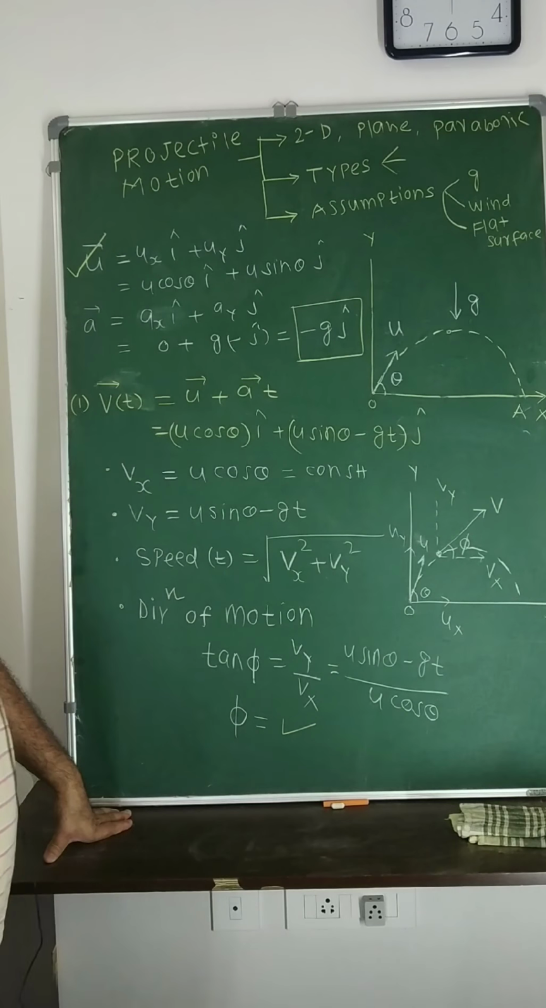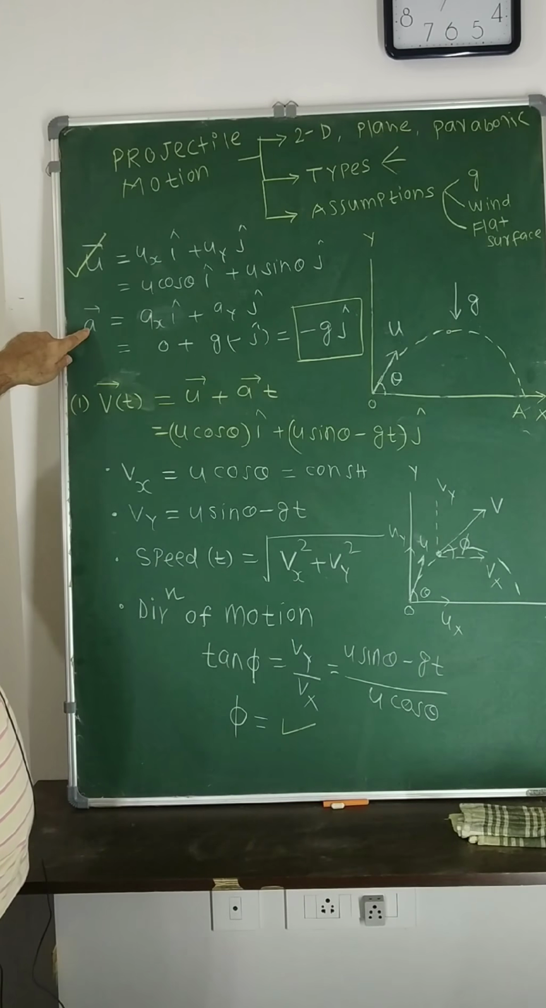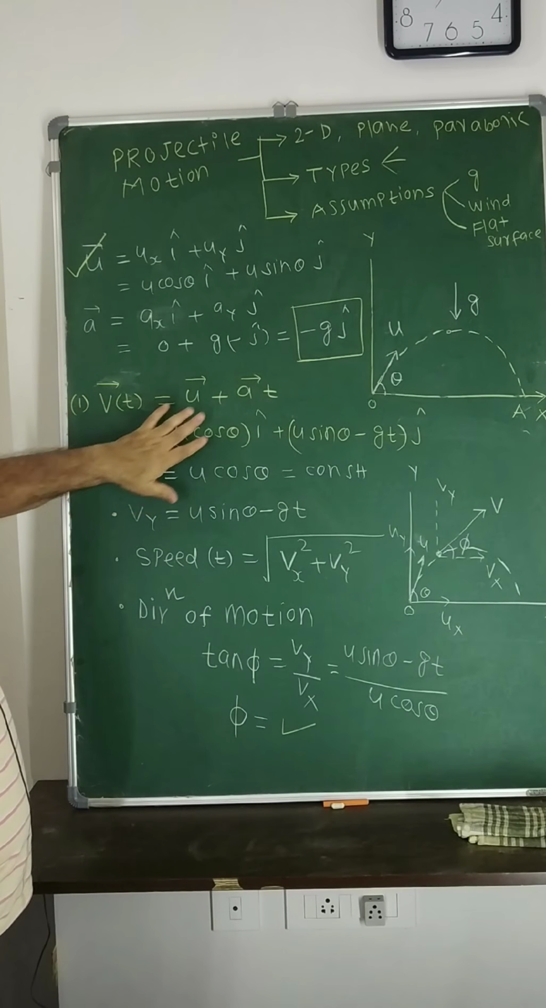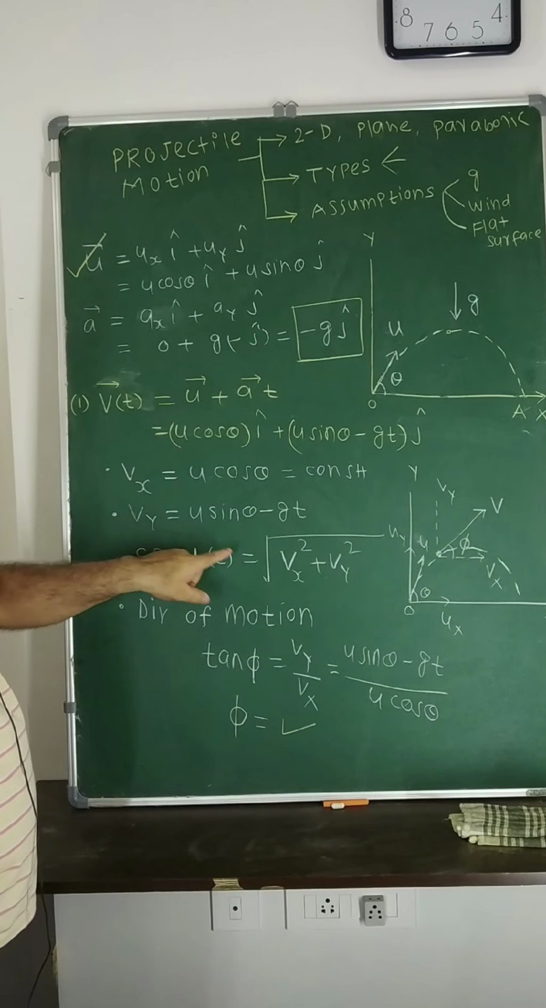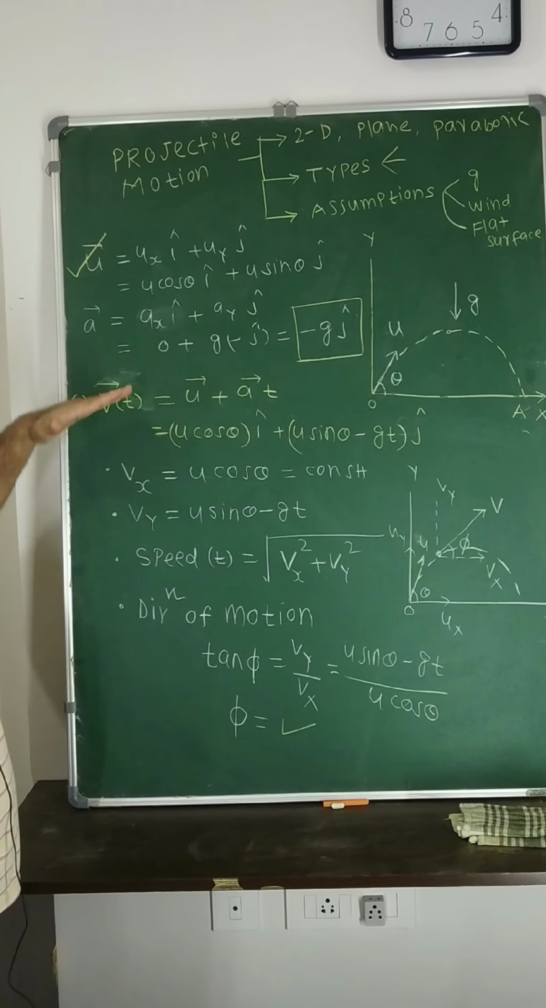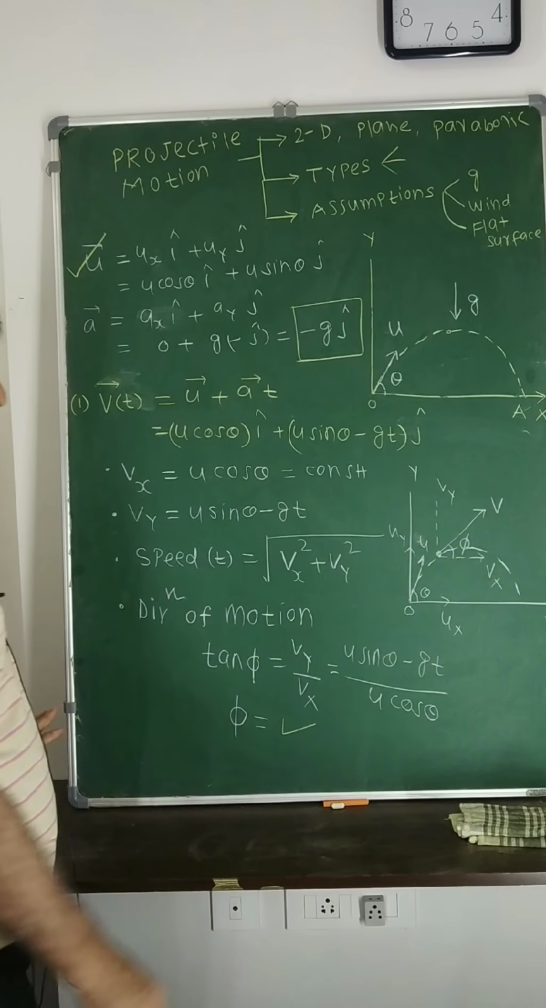then we can calculate the angle phi. So initial velocity vector and acceleration are given, and velocity at a time can be calculated: x component, y component, speed and direction of motion. All these three quantities can be calculated at a particular time t.